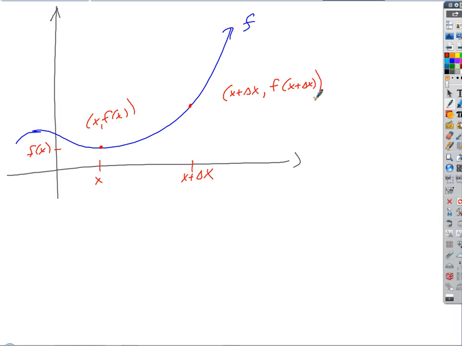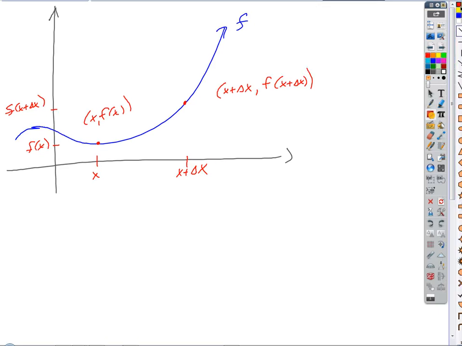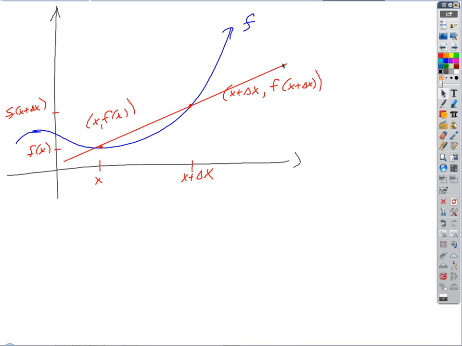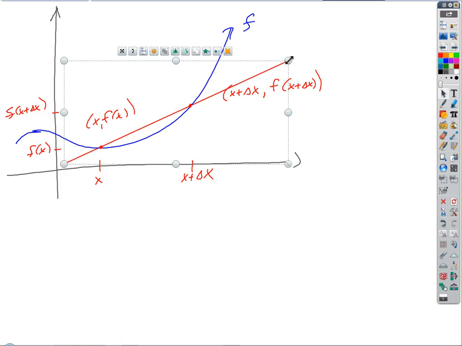Okay. And here's f of x plus delta x. Finding the slope of the secant line is no big deal. All right, that's just an average rate of change, and it just looks like something kind of like, there, close enough, right? Okay.